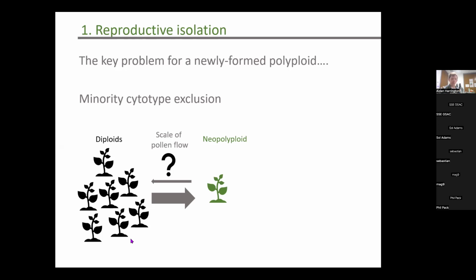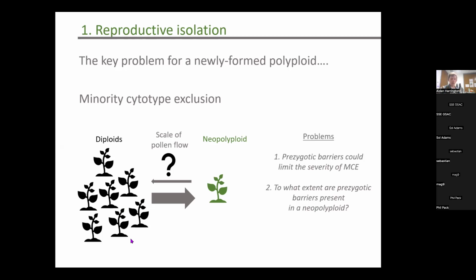But there are two big problems with the assumption that minority cytotype exclusion actually is a huge problem for a neo-allopolyploid. The first is that there are a lot of pre-zygotic barriers that could limit the severity of minority exclusion. The reason for that is that if pollen is not actually flowing between diploids and polyploids, then minority exclusion isn't going to be happening in that way. And secondly, we don't actually know to what extent pre- and, to some extent, post-zygotic barriers are present in neopolyploids.